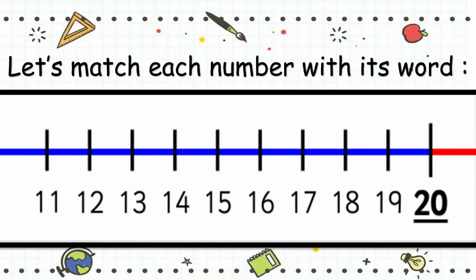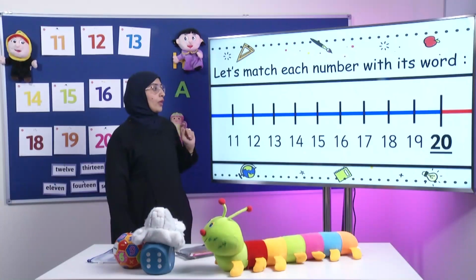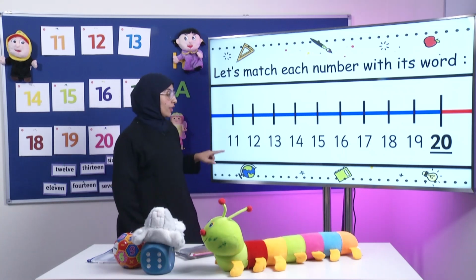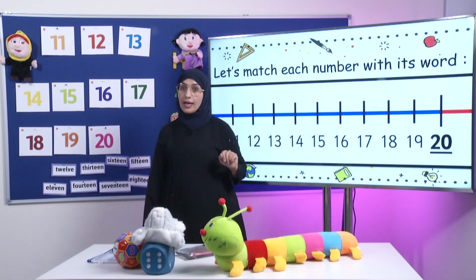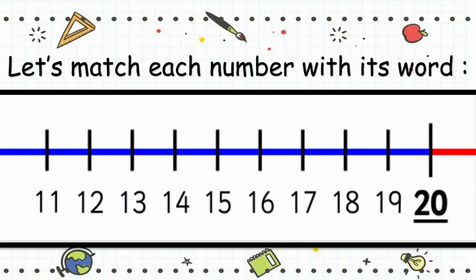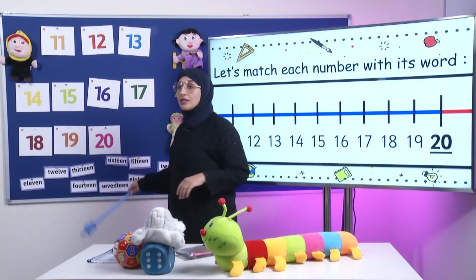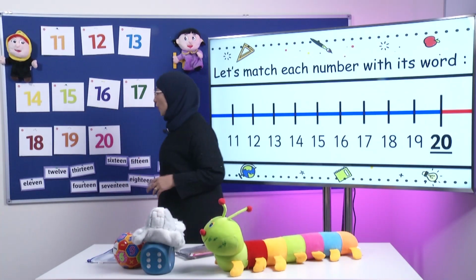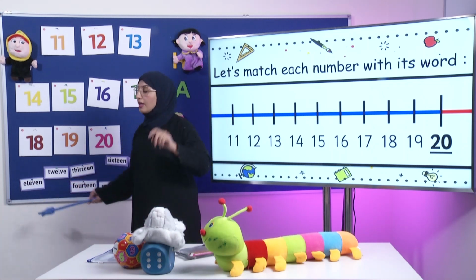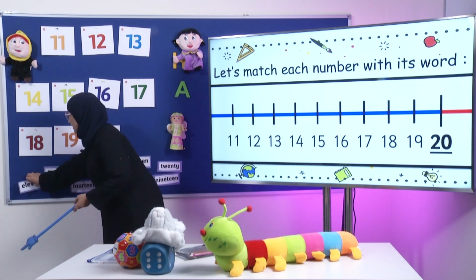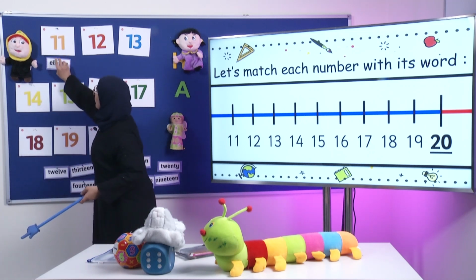Okay, my dear students, what can you see here? Yes, numbers, but this time, numbers from 11 till 20 only. I need to match these numbers with their number names. Can you help me in that? I know you can. Okay, my dear students, what's the first number? 11. Where is 11? Who can see the word? It's this one. It starts with 11. I'll take it. I stick it here.